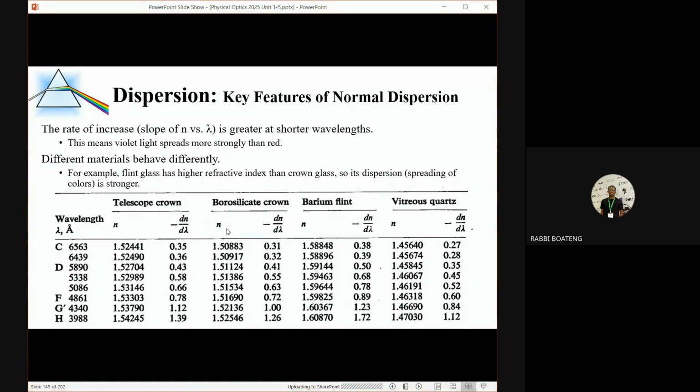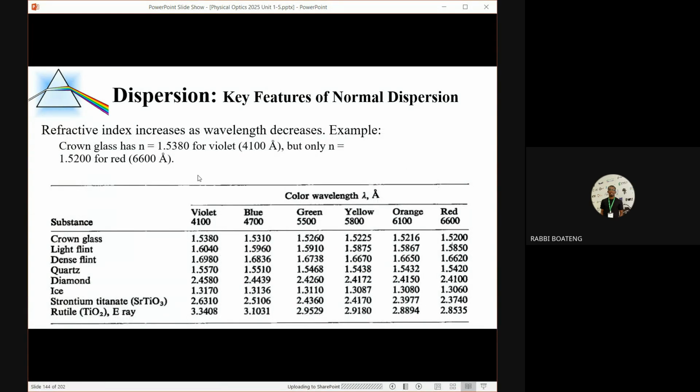So maybe let me go back and explain this one. So when you look at this chart like this, we have wavelength at the top here. Is that okay? That is violet, blue, green, yellow, orange, and red. And they all have their respective wavelength number. Is that okay? So red has 6600, orange has 6100, yellow has 5800, green has 5500, blue has 4700, and violet has 4100.